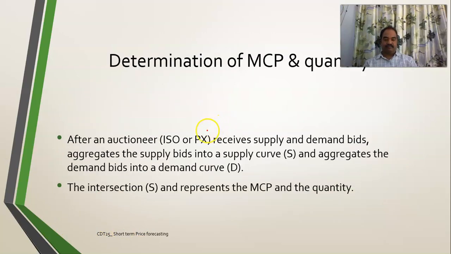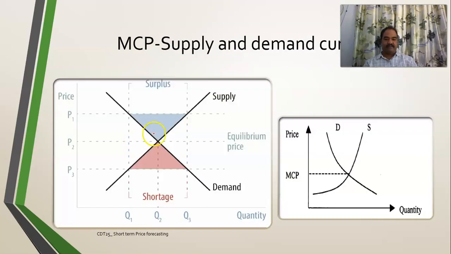After the auctioneer receives supply and demand bids, he aggregates them and draws the supply and demand curves. We have seen them. The intersection of these gives your MCP. This we have seen up to this concept in your first unit. So if you draw this curve, this is your supply curve, this is your demand curve, and this is your equilibrium price, isn't it?